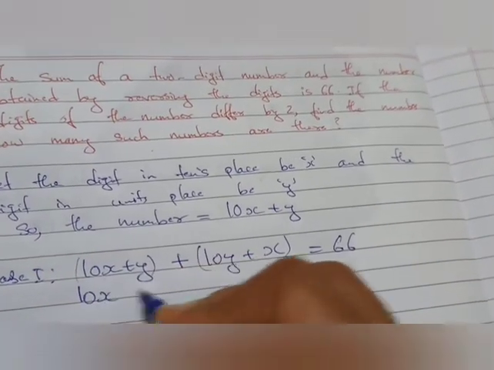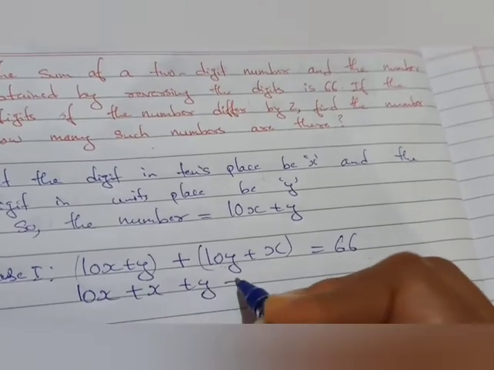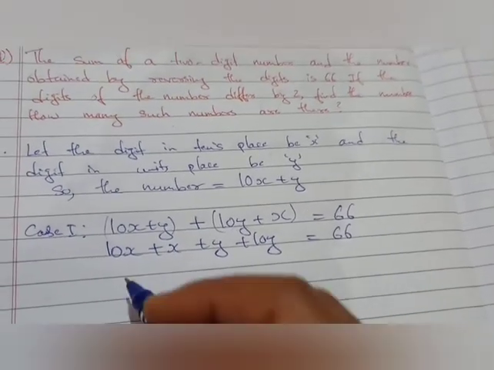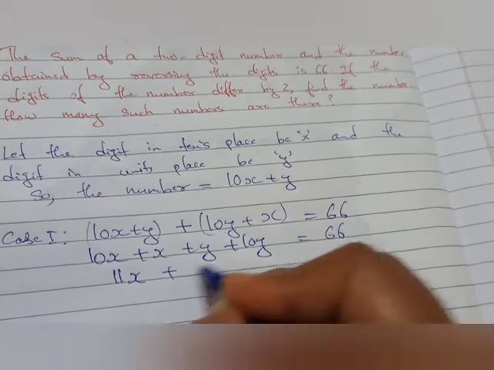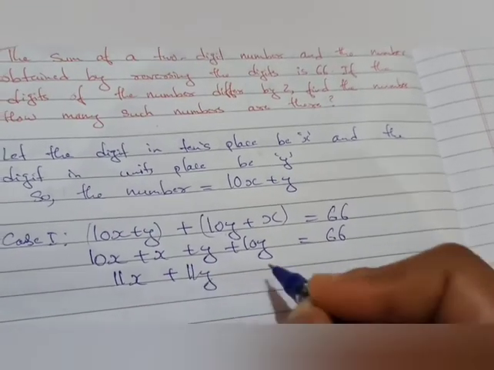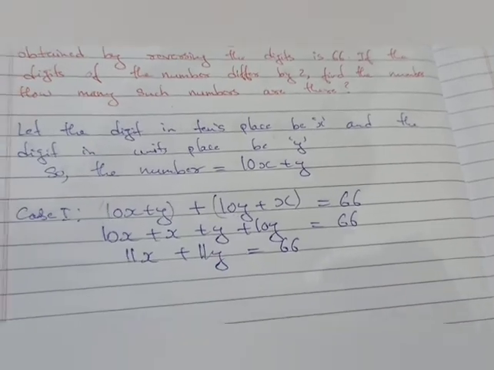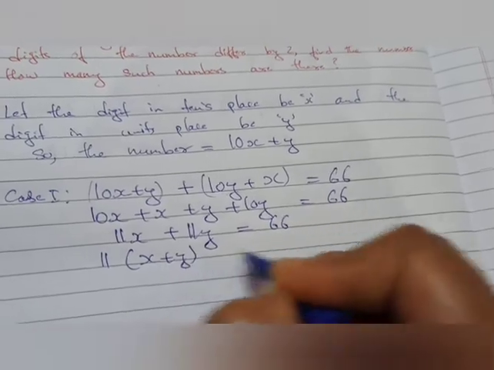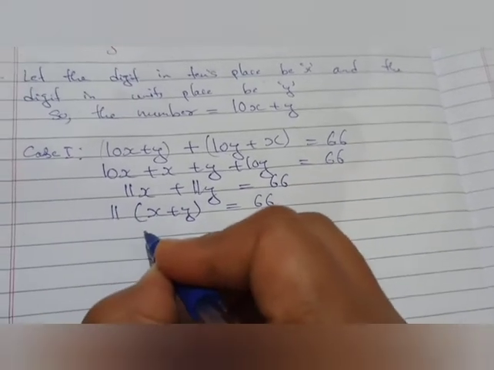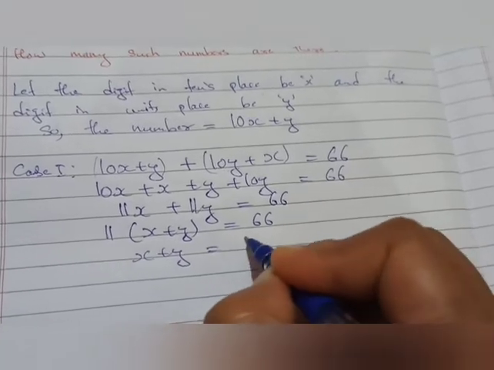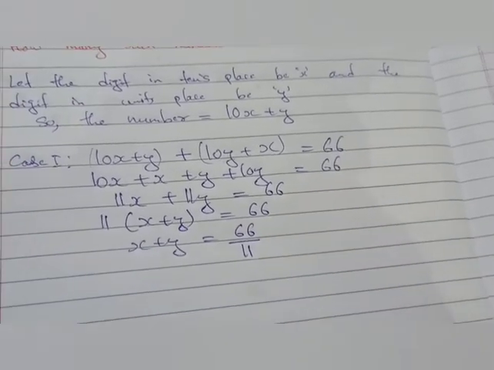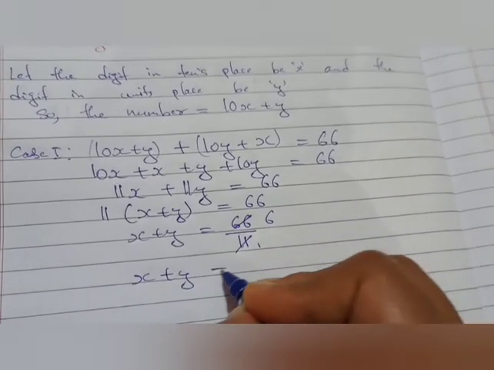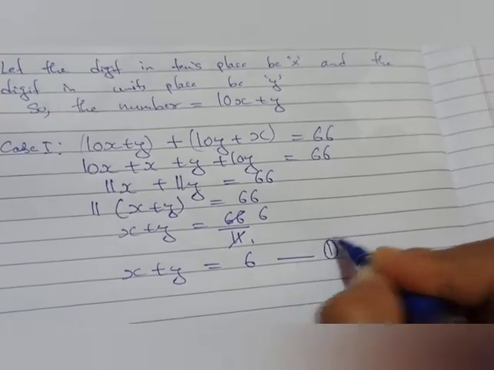Let's bring the like terms together: 10x plus x, y plus 10y. This is not required, but still let's do it properly. 10x plus 1x will give us 11x. 1y plus 10y will give us 11y equals 66. 11 can be taken common, so we'll get 11 times (x plus y) equals 66. On taking 11 to the other side, we'll get 66 by 11. 11 ones are 11, 11 sixes are 66. So x plus y equals 6 will be our first equation.